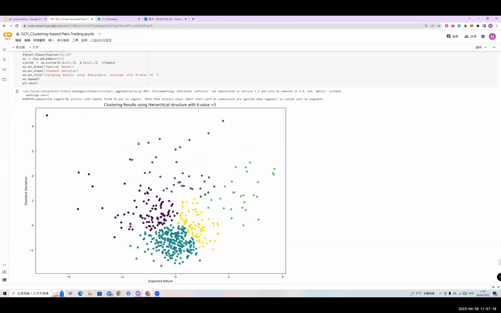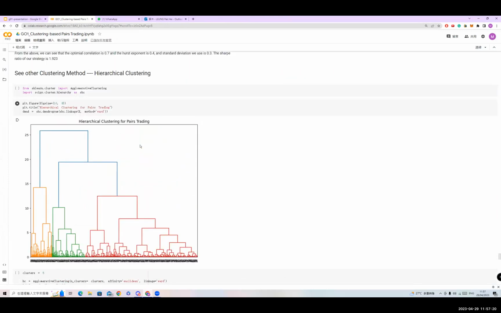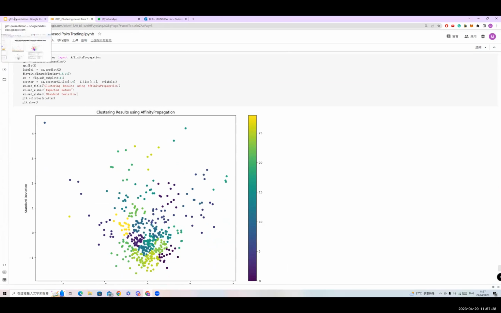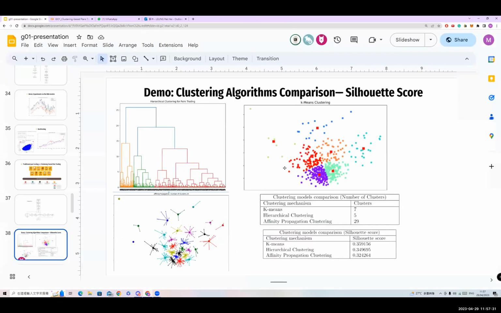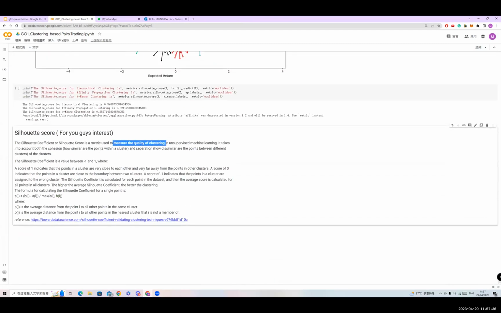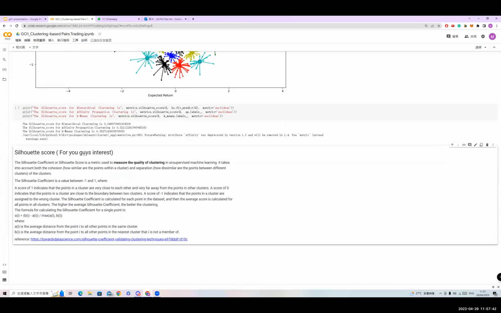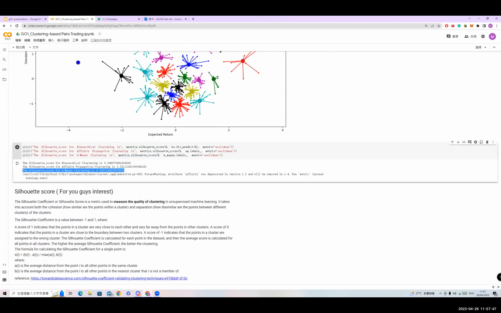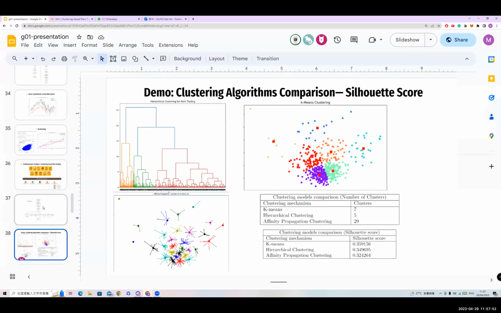In this project, we tried 3 different types of clustering method. The first one is hierarchical clustering. The second one is affinity propagation, and the third one is k-means clustering. We compare using the clustering score, which is a measure of the quality of the clustering. Usually the higher the coefficient is, the higher the quality. From the experiment, we see that k-means clustering has the highest score. So in this project, we will stick to k-means clustering and do the pair trading.